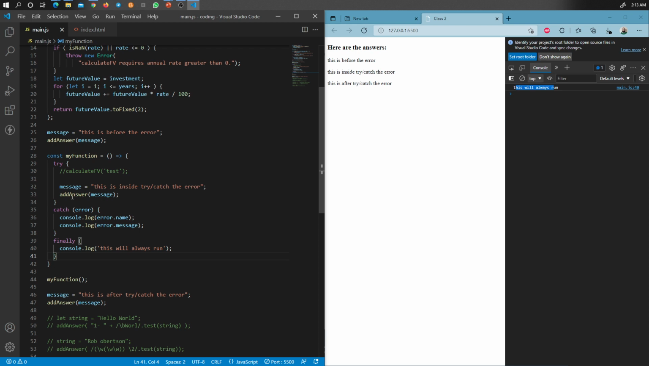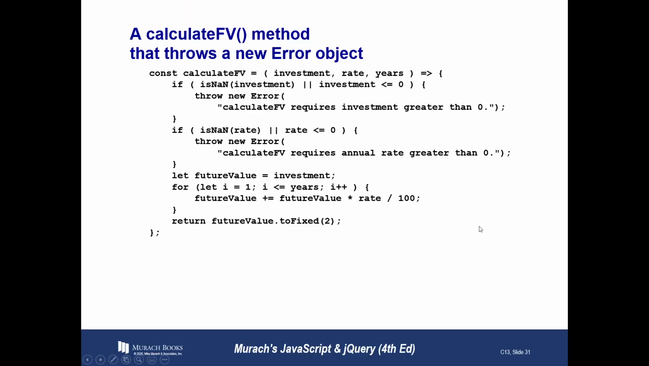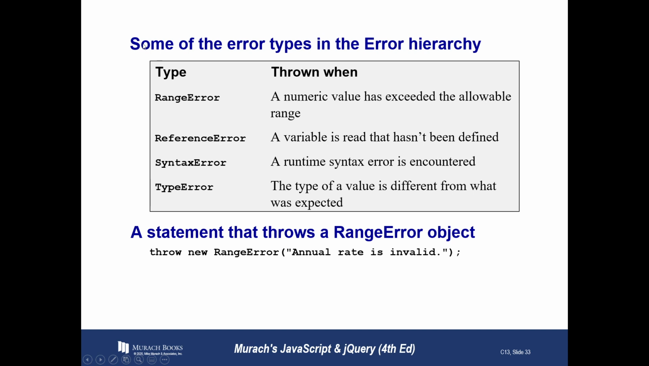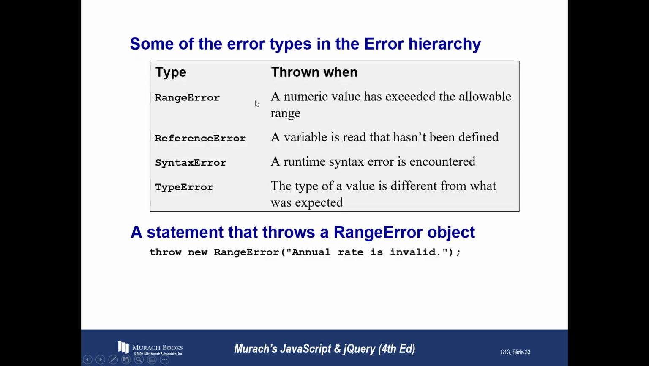So this is how we do the try catch. It usually encapsulates the whole code in a function to handle any errors. Okay, moving forward. So this is another example, try and catch and the finally statement. In this example, we can see a good usage of the finally, and that is whether there is an error or no error, we always go back and focus on this investment field.